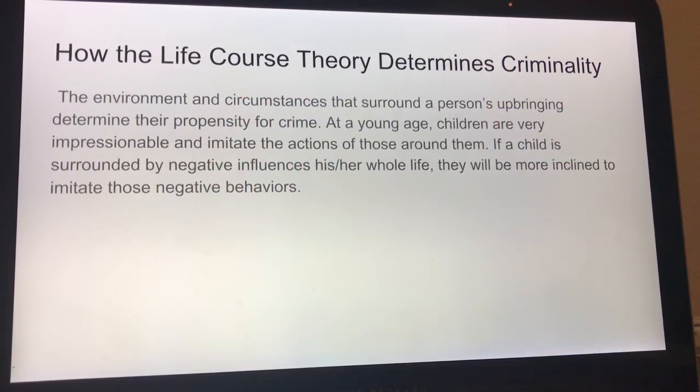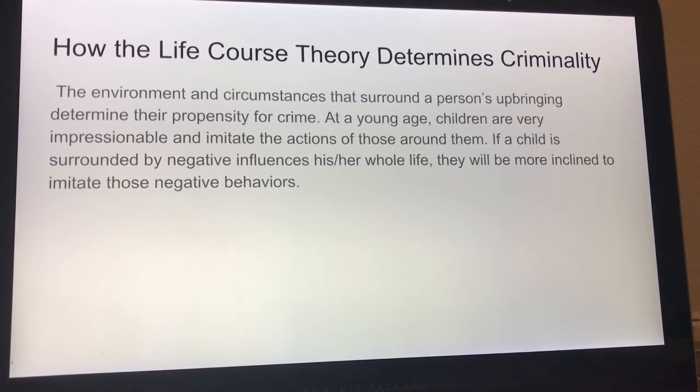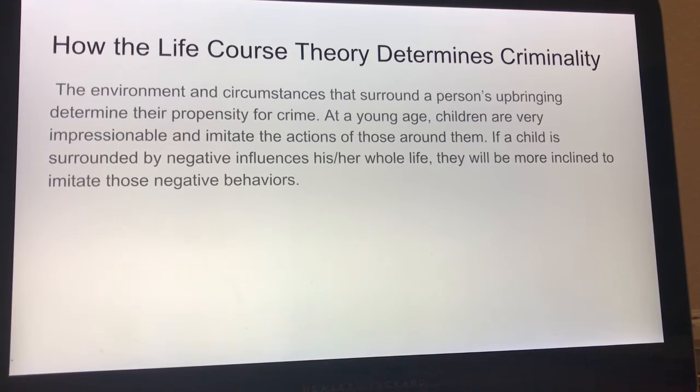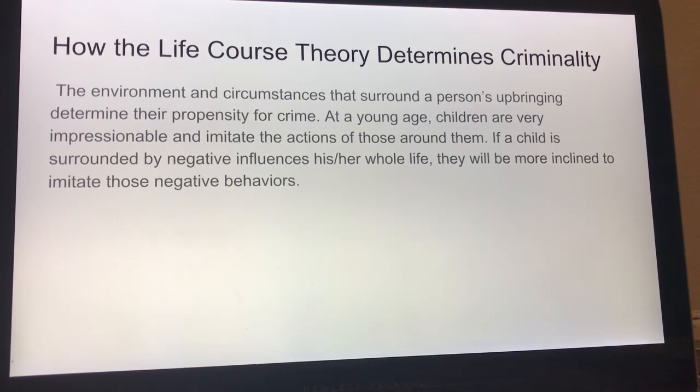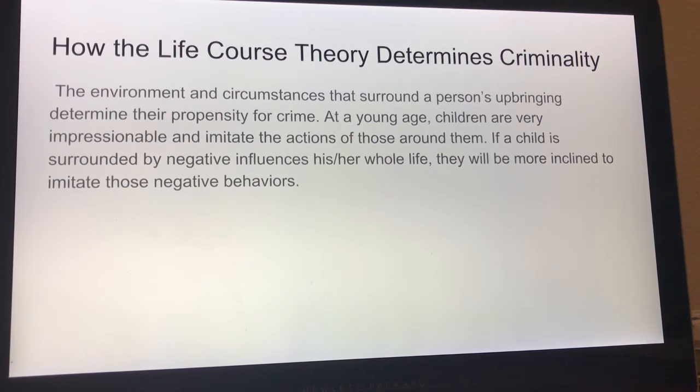When determining criminality through the life course theory, the environment and circumstances that surround a person's upbringing determine their propensity for crime. At a young age, children are very impressionable and imitate the actions of those around them. If negative influences surround a child his or her whole life, they will be more inclined to imitate those negative behaviors.